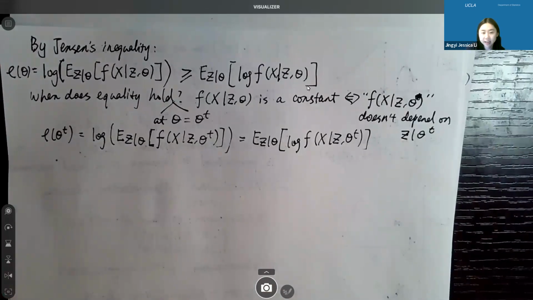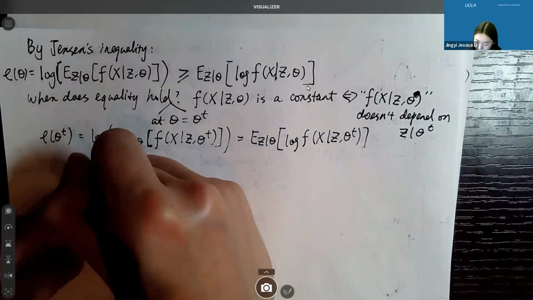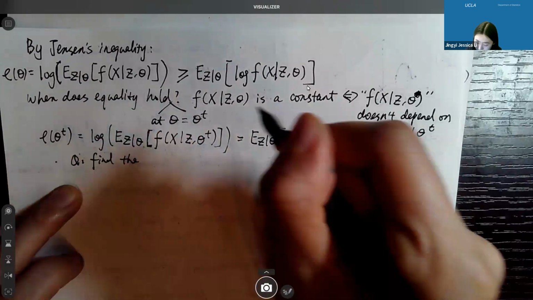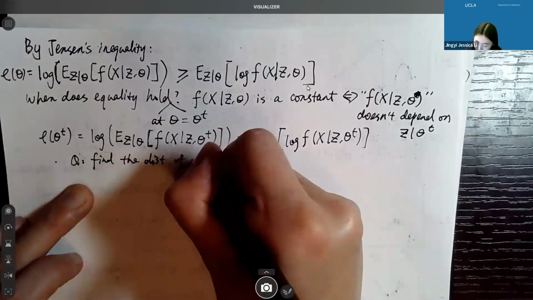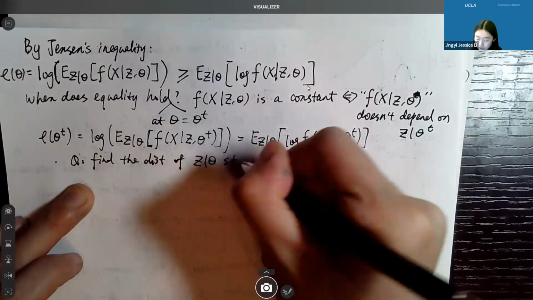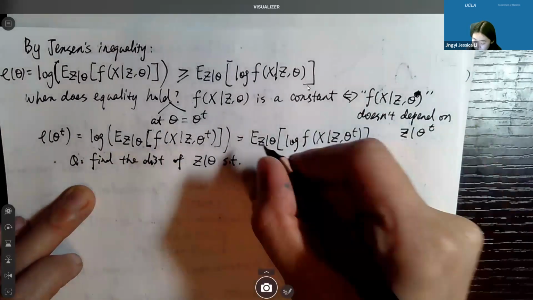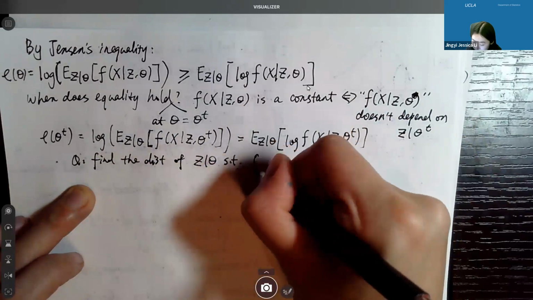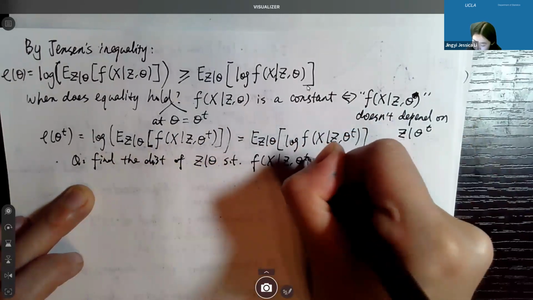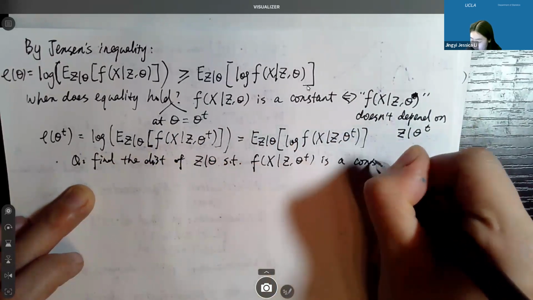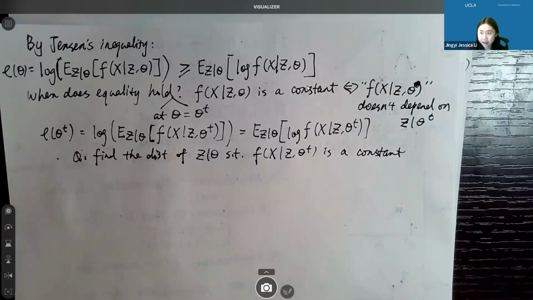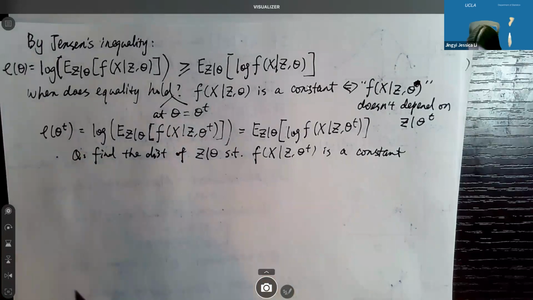So the key is that we want to find the distribution of z given theta such that we have this equality, okay? Such that this f is just a constant. This is what we need. And I think probably one thing which was left as a gap is that I need to write down the previous sentence completely instead of just saying it.